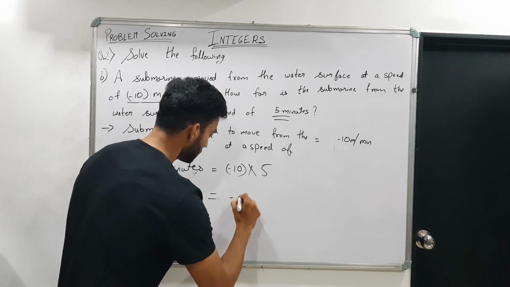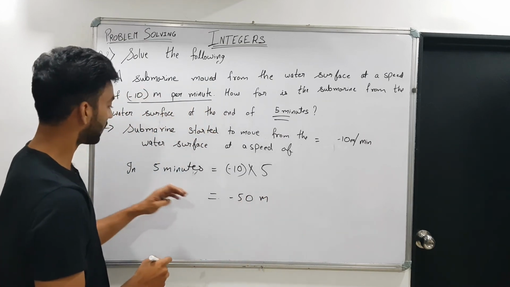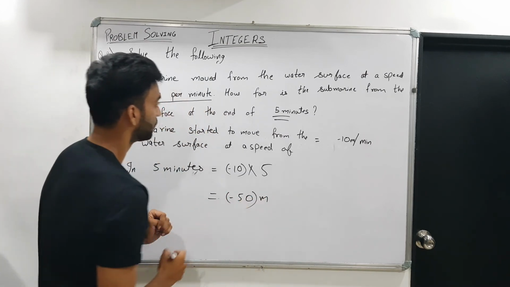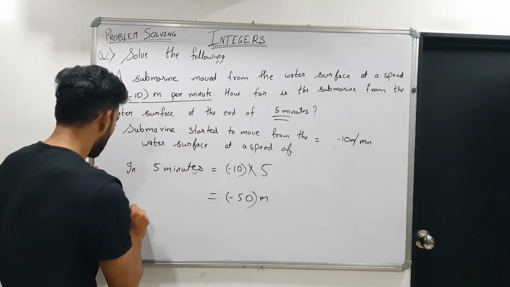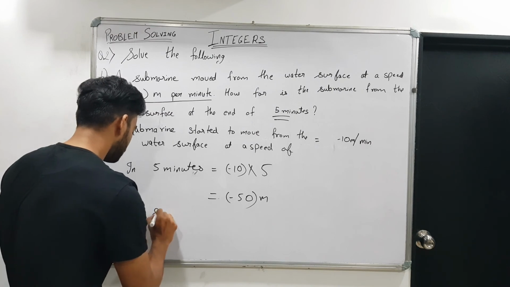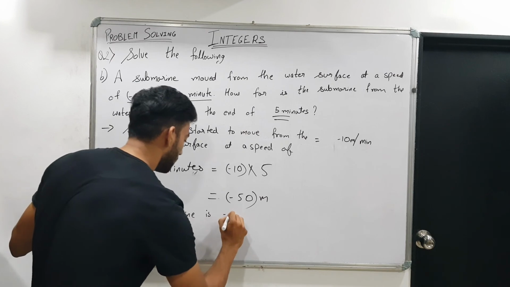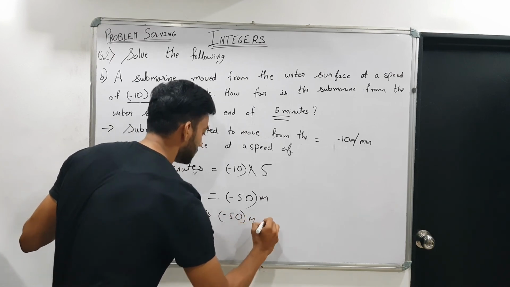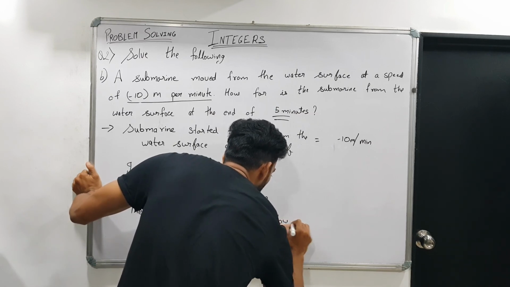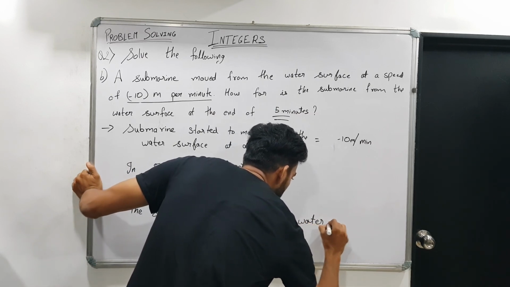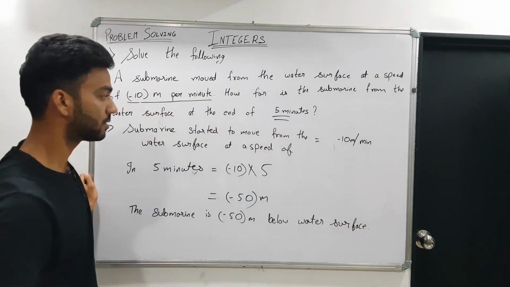So it is -10 into 5, that is -50 meters. In 5 minutes it has gone -50 meters down. The final statement will be how far is this submarine from the surface. The submarine is -50 meters below water surface.